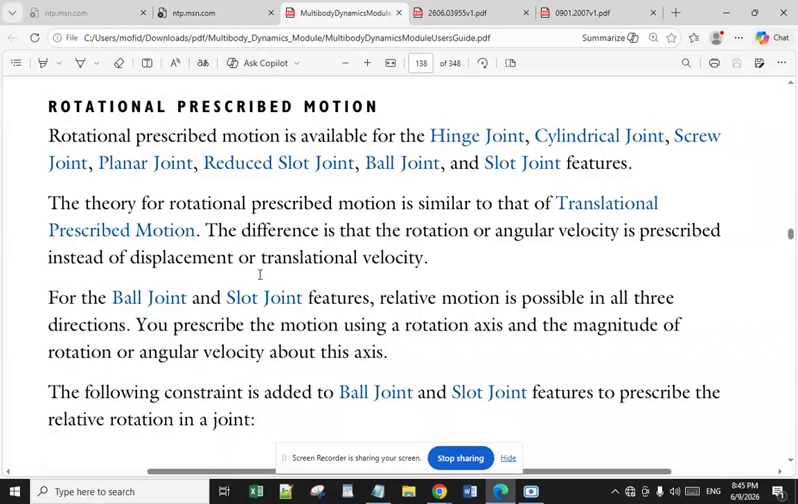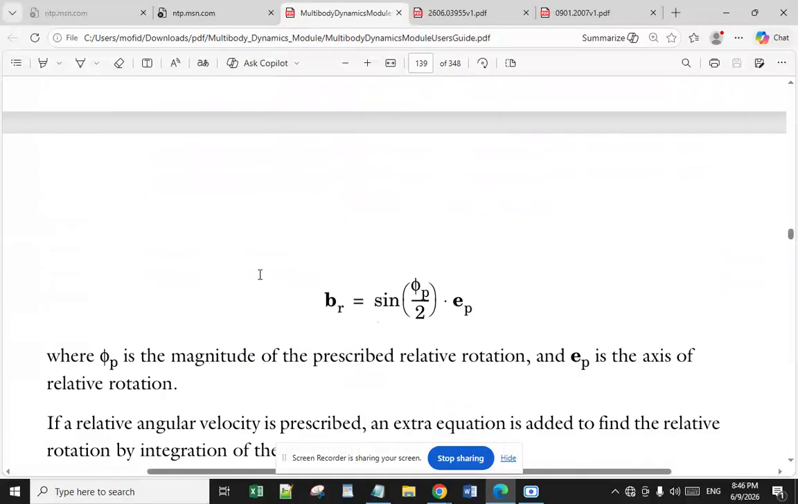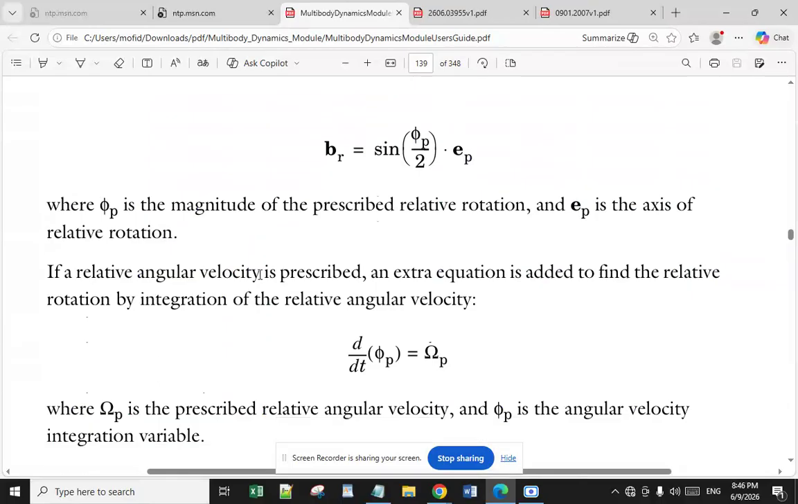For the ball joint and slot joint features, relative motion is possible in all three directions. You prescribe the motion using a rotation axis and the magnitude of the rotation and angular velocity about this axis. The following constraint is added to the ball joint and slot joint features to prescribe the relative rotation in a joint, such as we have the equation BR is equal to sin of phi p divided by 2 multiplied by EAP, where phi p is the magnitude of the prescribed relative rotation and EAP is the axis of relative rotation.